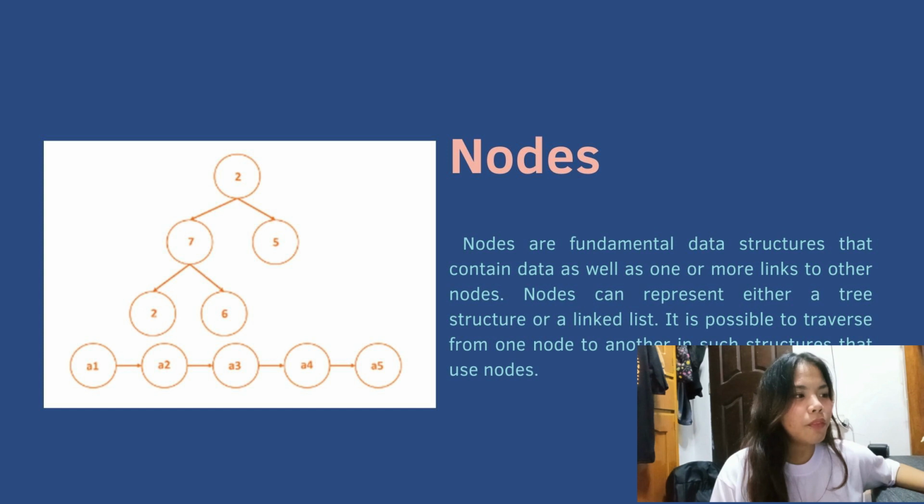Nodes. Nodes are fundamental data structures that contain data as well as one or more links to other nodes. Nodes can represent either a tree, other structures, or a linked list. It is possible to traverse from one node to another in structures that use nodes.